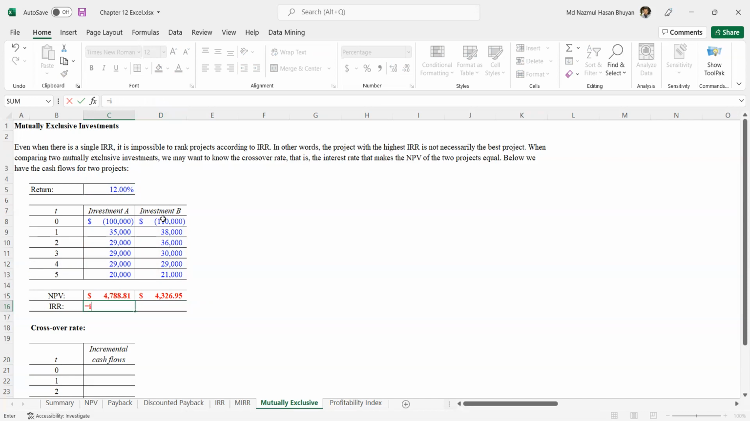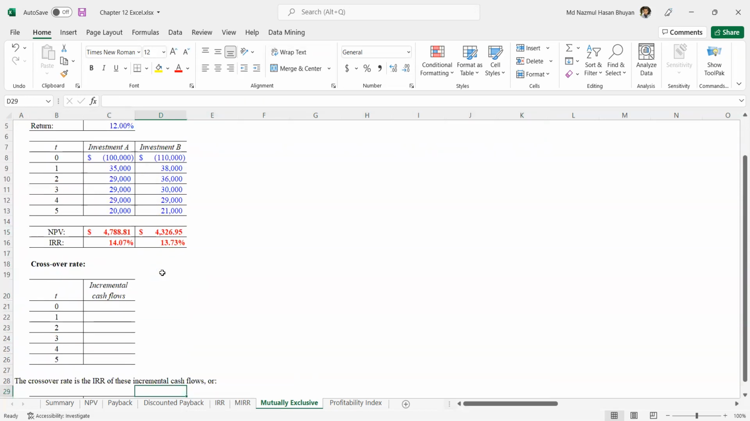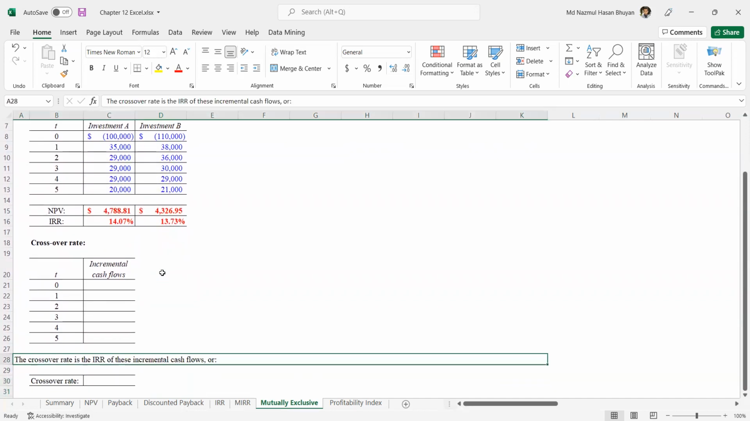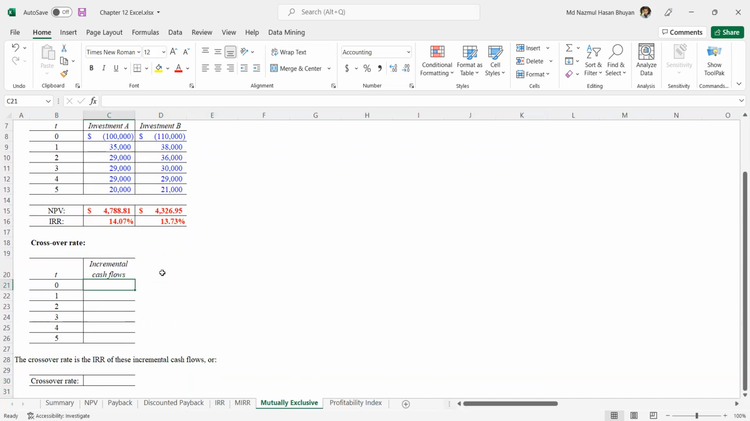Next, IRR. Again, IRR. Now here you can see your NPV and IRR for project A are greater than those in project B. So of course, for a mutually exclusive project, you are going to invest all of your money in investment A. All right. Now let us calculate the crossover rate, the rate at which you will be indifferent between investment A and investment B.